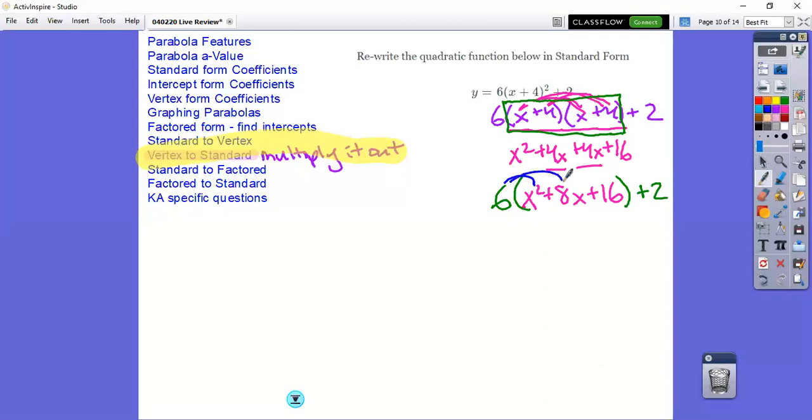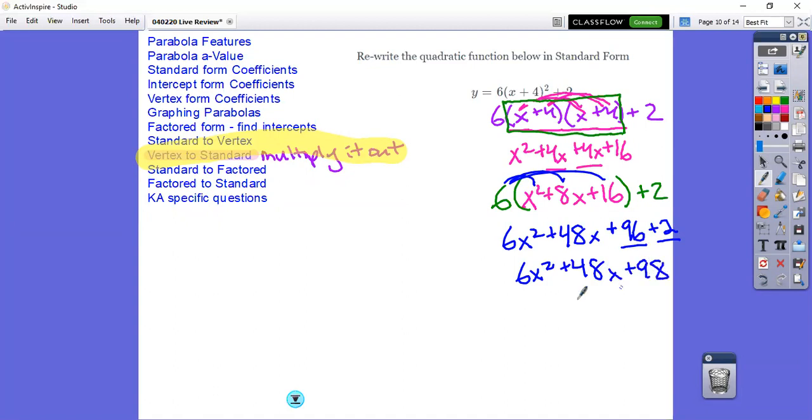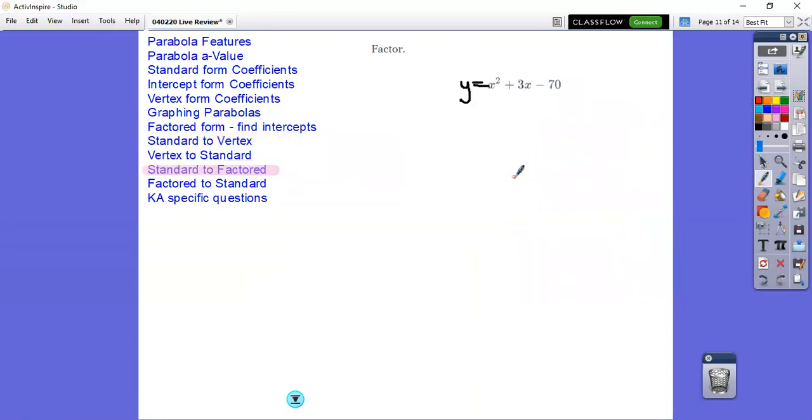So distribute the 6 through here. You're going to get 6x squared plus 48x plus 96. And again, you still have that plus 2. So combine like terms, you get 6x squared plus 48x plus 98. And I'm going to put a y equals in there because we should have that. Okay, so that is your standard form. This would be your answer. The standard form is all multiplied out, no parentheses left. Standard to factored form is all about your factoring.